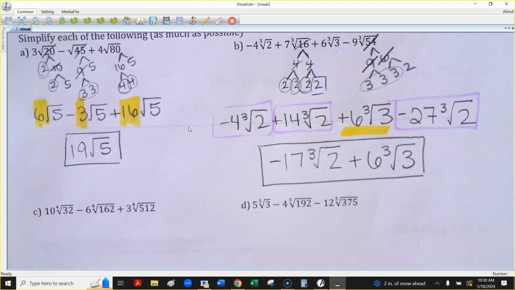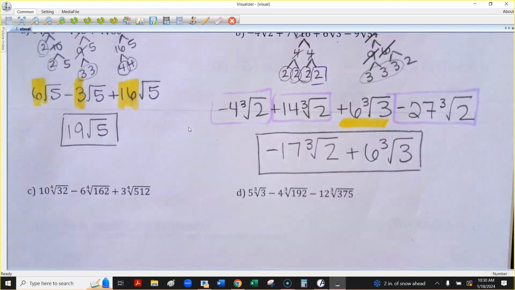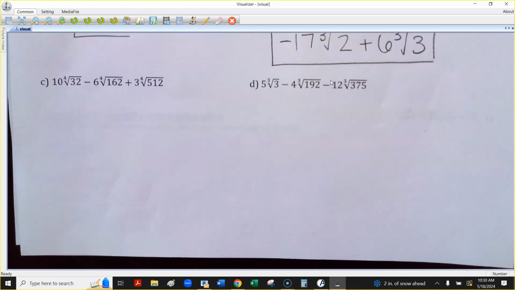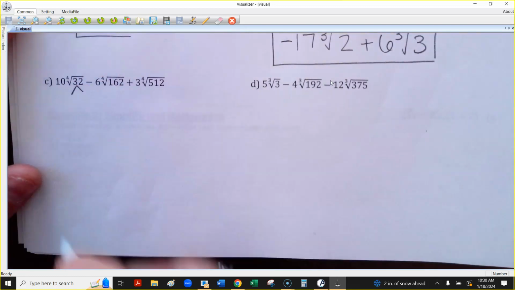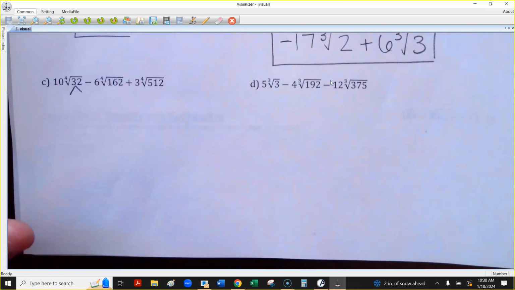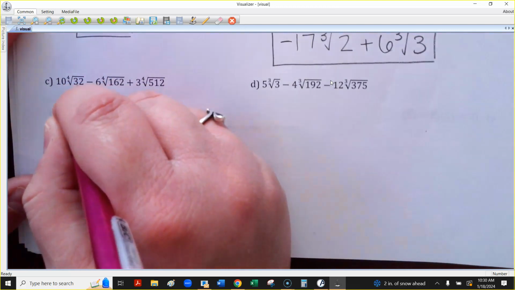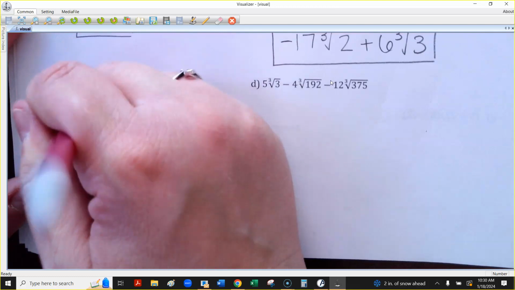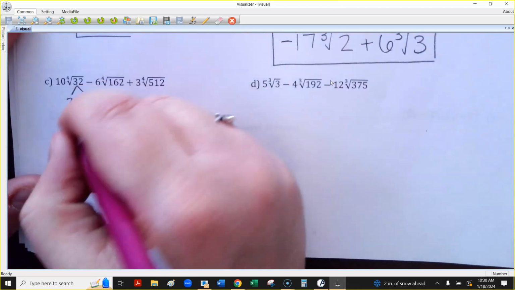Okay, I'm going to do one more with you guys because this one's a 4th root, and then I'll have you guys try the last one kind of on your own. So this is a 4th root, so I have to have a group of 4 if I take these out. So for 32, I would probably do 2 and 16, and then I'll just do 4 and 4 for the 16.